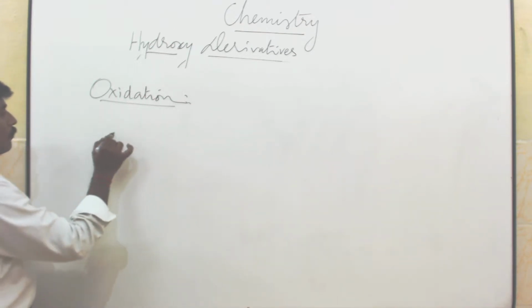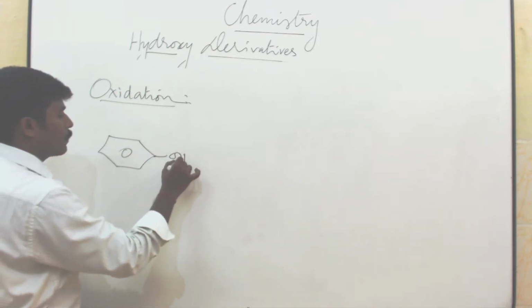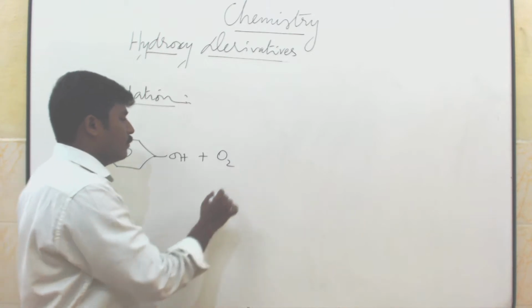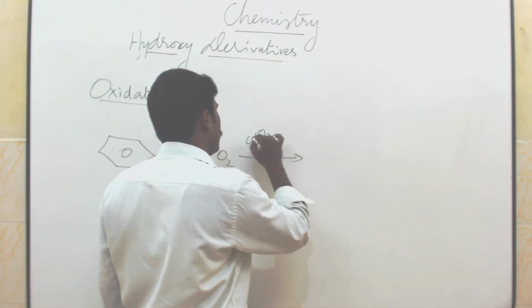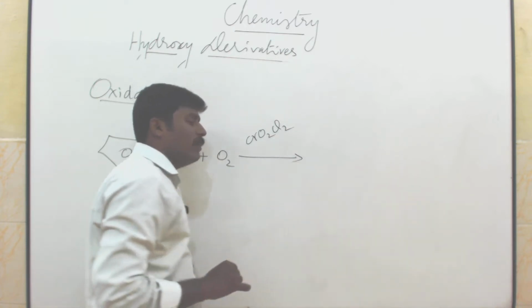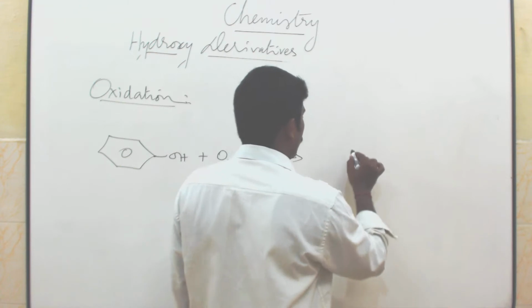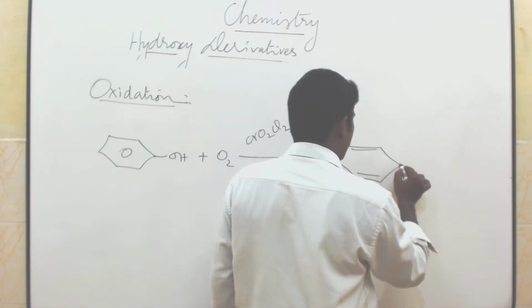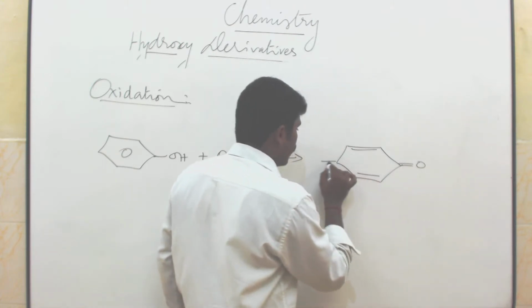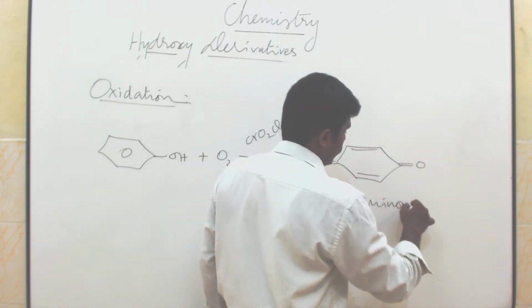Oxidation reaction. Phenol. The reaction takes place in the presence of chromyl chloride, CrO2Cl2, nothing but chromyl chloride. Now the product is quinone. Quinone means a benzene ring with double bonds on both sides. Here also a double bond to O, here also a double bond to O. Nothing but paraquinone, or quinone, is the product.